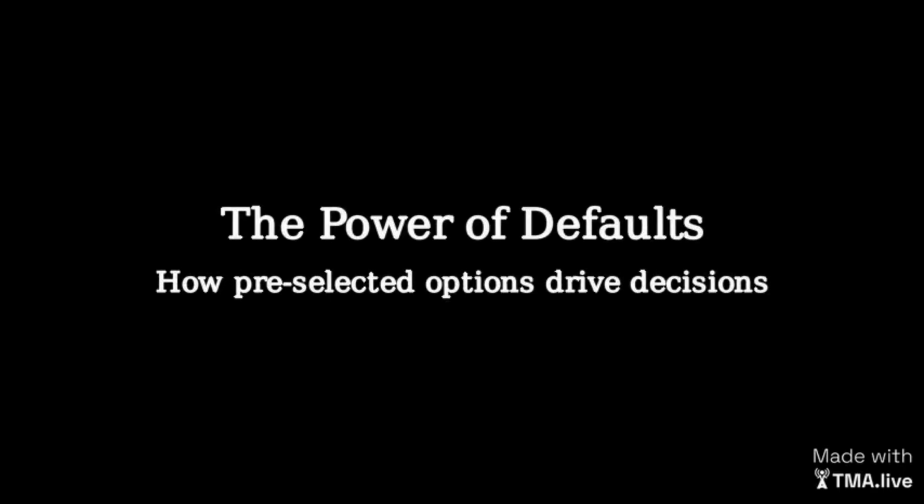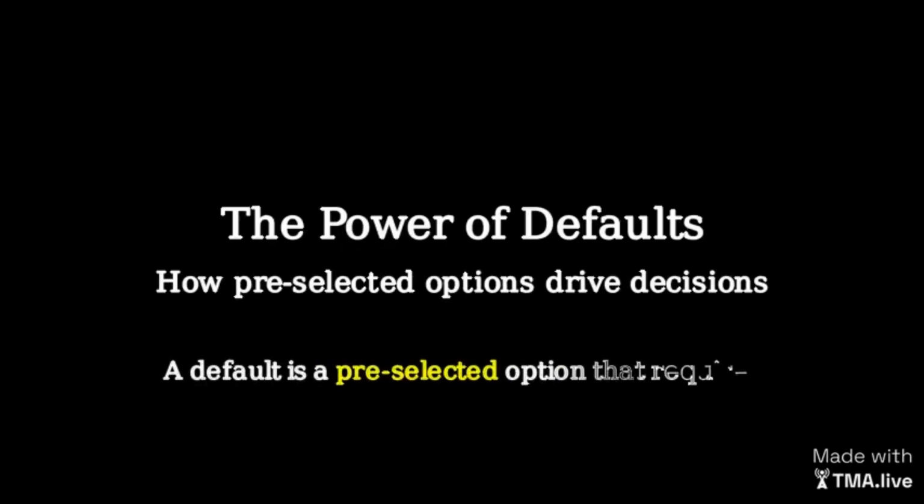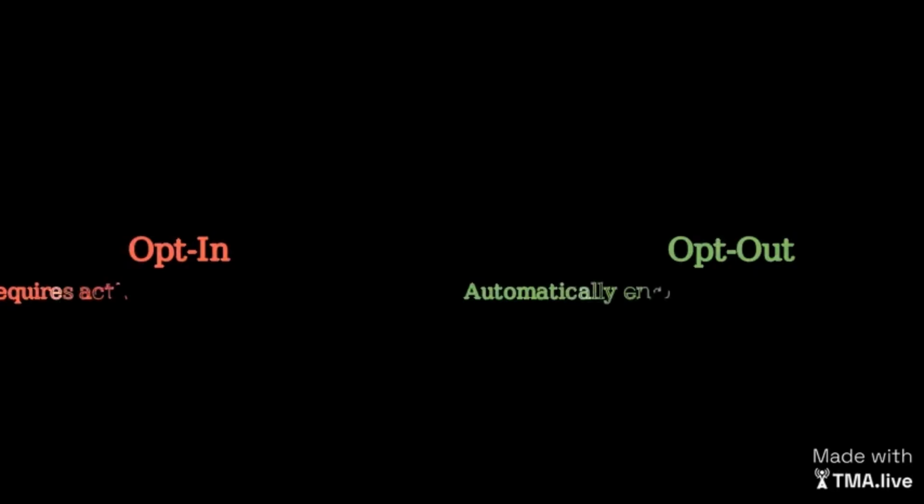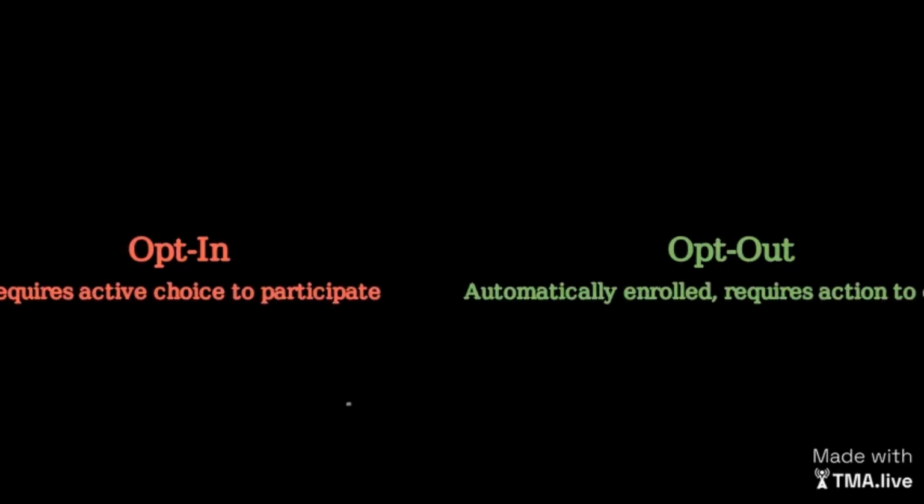Let's explore the power of defaults and how they influence our choices. A default is simply a pre-selected option that requires no active decision to be adopted. Opt-in systems require an active choice to participate, whereas opt-out systems automatically enroll you, requiring an action to decline.